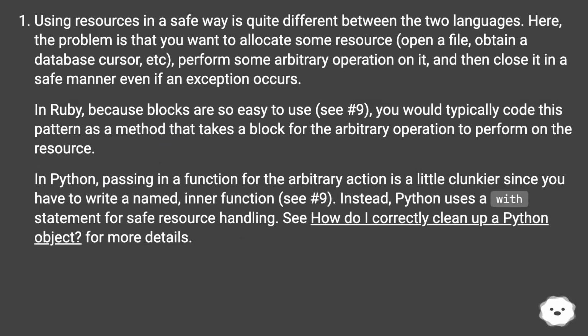Using resources in a safe way is quite different between the two languages. Here, the problem is that you want to allocate some resource, open a file, obtain a database cursor, etc., perform some arbitrary operation on it, and then close it in a safe manner even if an exception occurs. In Ruby, because blocks are so easy to use, see number 9, you would typically code this pattern as a method that takes a block for the arbitrary operation to perform on the resource.